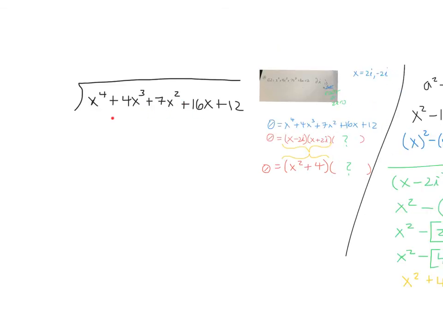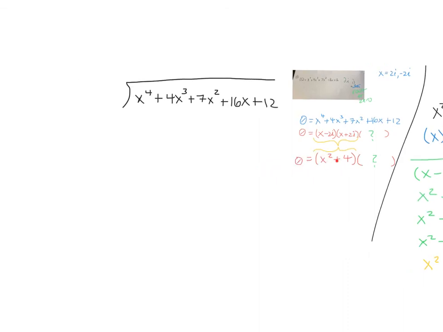So there's the dividend right here. I just wrote it. Took this blue polynomial and made it the dividend. And what are we going to divide it by? Well, we're going to divide it by this, because remember, we want to find the green question mark. So x squared plus 4 is the divisor.